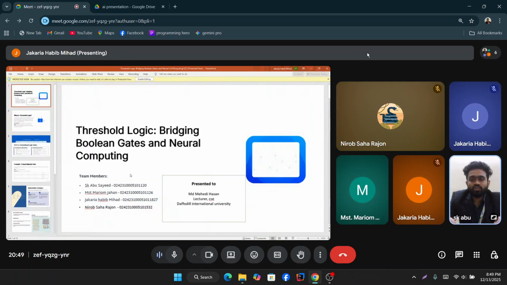Today our presentation topic is threshold logic, bridging Boolean gates and neural computing. Here are our team members, and this is presented to MD Mehdi Hassan sir, lecturer, Department of Computer Science and Engineering, Daffodil International University.